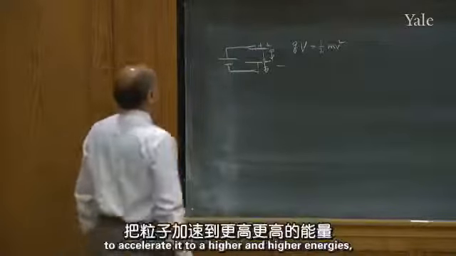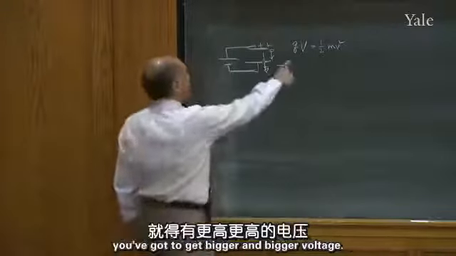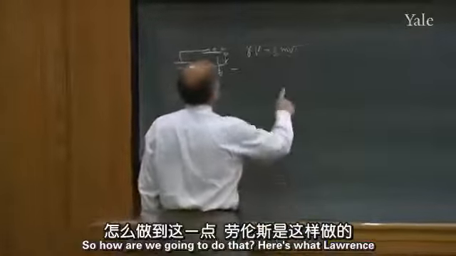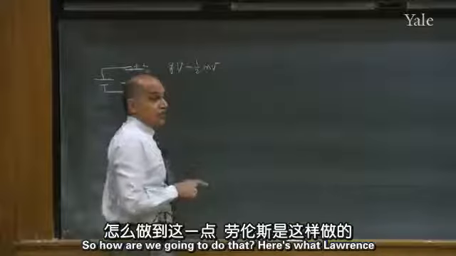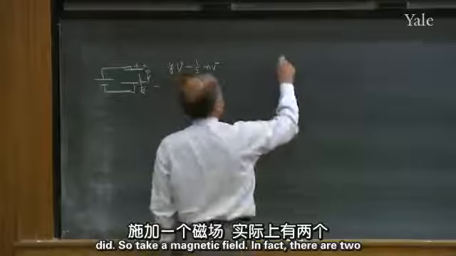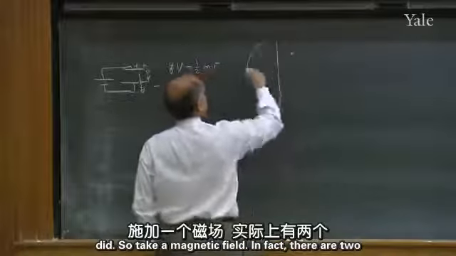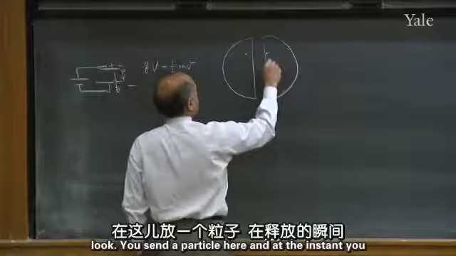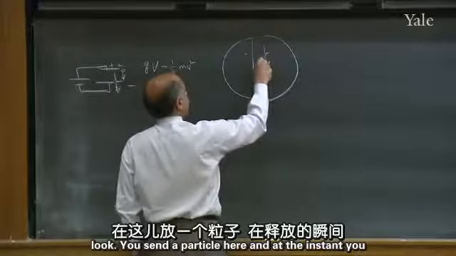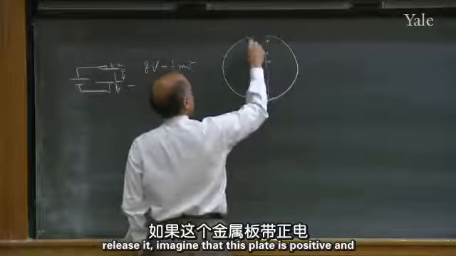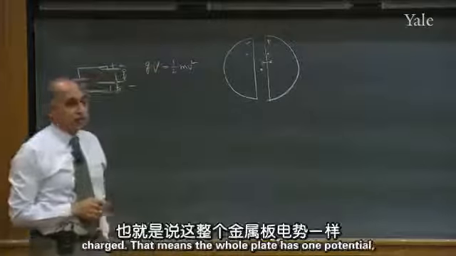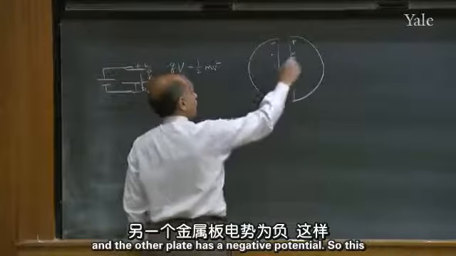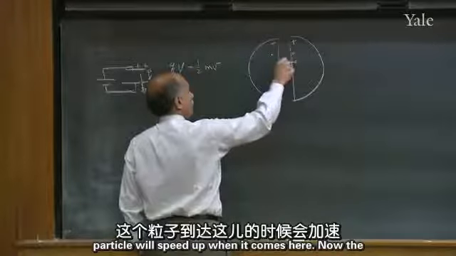But now if you want to accelerate it to higher and higher energies, you've got to get bigger and bigger voltage. So how are we going to do that? Here is what Lorentz did. So take a magnetic field. In fact, there are two metallic halves called Ds because of the way they look. You send a particle here, and at the instant you release it, imagine that this plate is positive and this plate is negative, and the particle is positively charged. That means one plate has a positive potential, and the other plate has a negative potential. So this particle will speed up when it comes here.